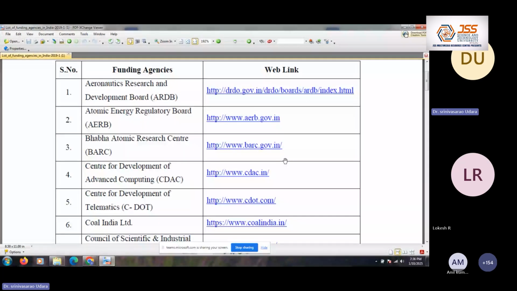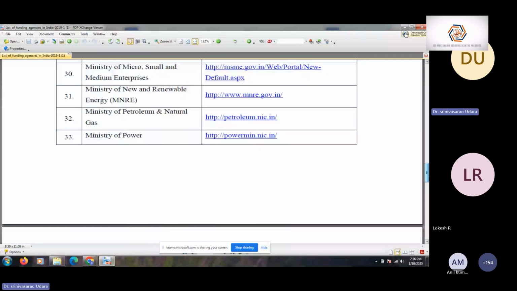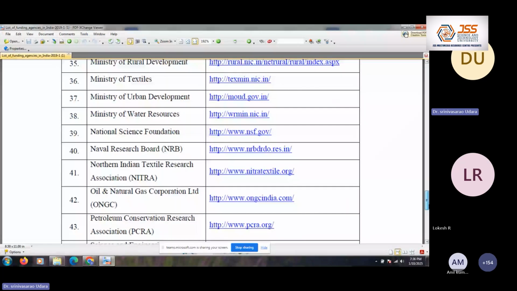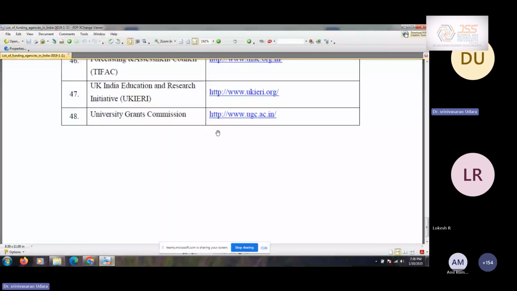After this session, I will share all these. Please look into these agencies' websites. You will get clear information on the procedure to apply for the funding and all. So this is what I would like to discuss about these funding agencies.